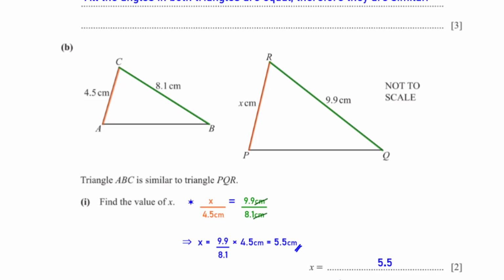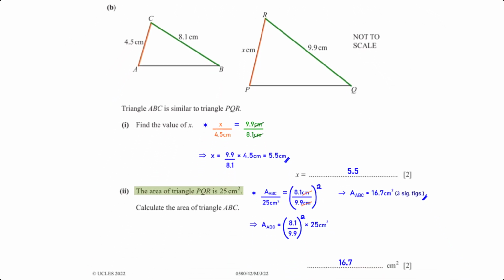Triangle ABC is similar to triangle PQR. Find the value of x. For similar shapes, the ratio of their corresponding sides are equal. So we have x over 4.5 centimeters equals 9.9 centimeters over 8.1 centimeters. When we make x the subject, this is what we get, which is equal to 5.5 centimeters.